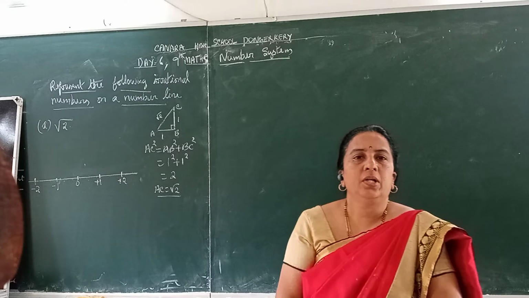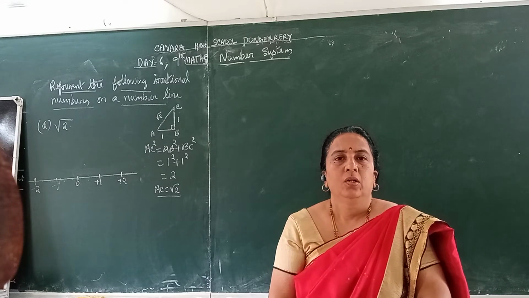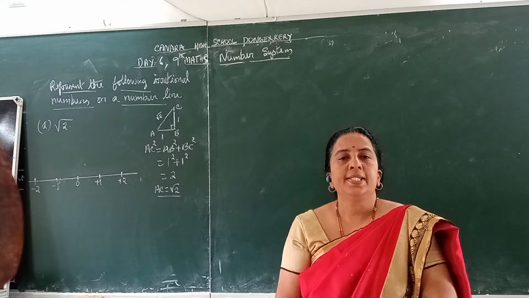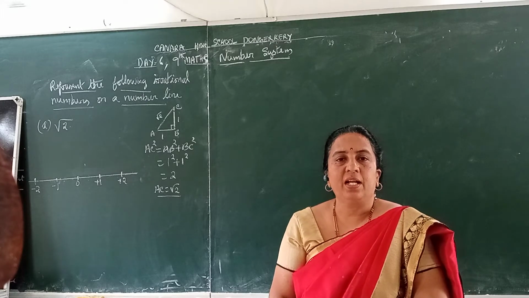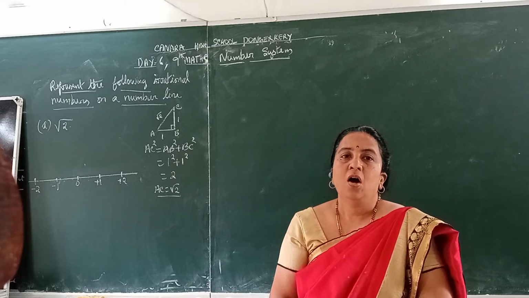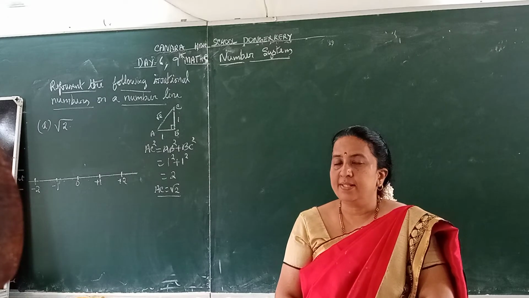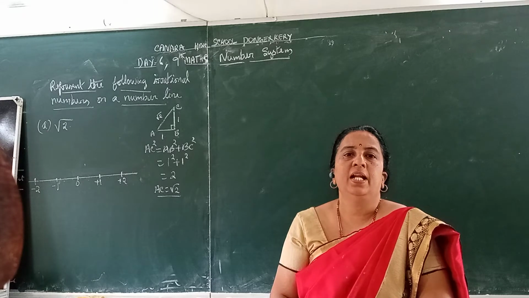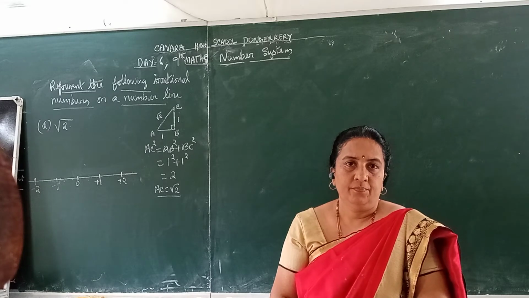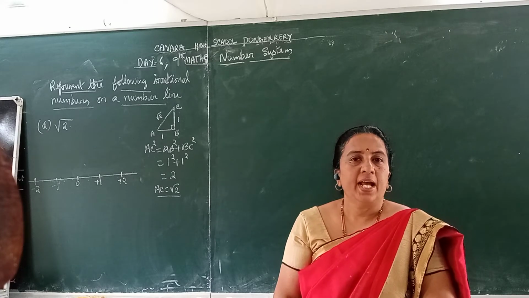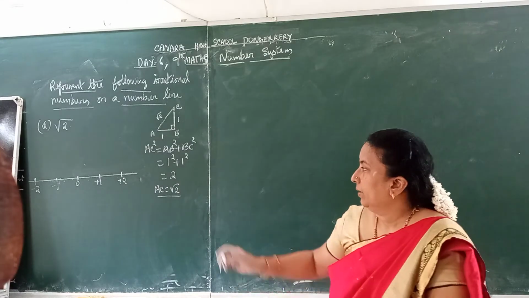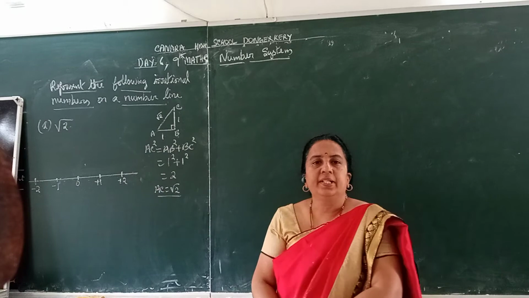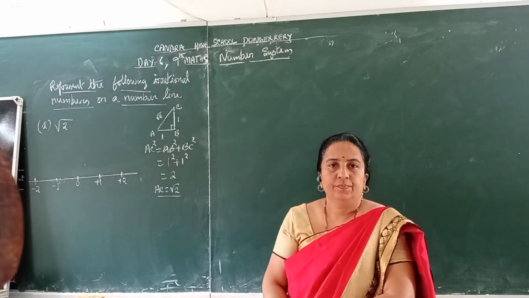So what is the value of AC? We got √2. Is √2 a rational number or an irrational number? Non-perfect squares inside the square root sign make it an irrational number. It is an irrational number. So, √2 we got. Now let us represent it on the number line.